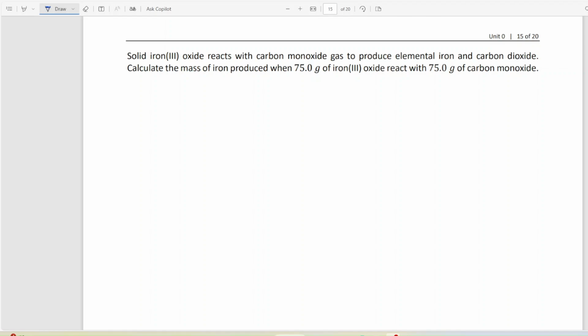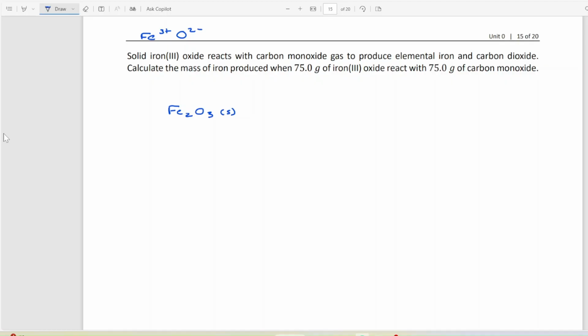All right, so let's try an example. And if you've got this, feel free to pause the video and just go for it. But if you're feeling a little bit confused, I'll just talk you through another one. So here we go. We've got iron 3 oxide. It's iron 3 plus and oxygen, which is 2 minus. So that's going to make Fe2O3.